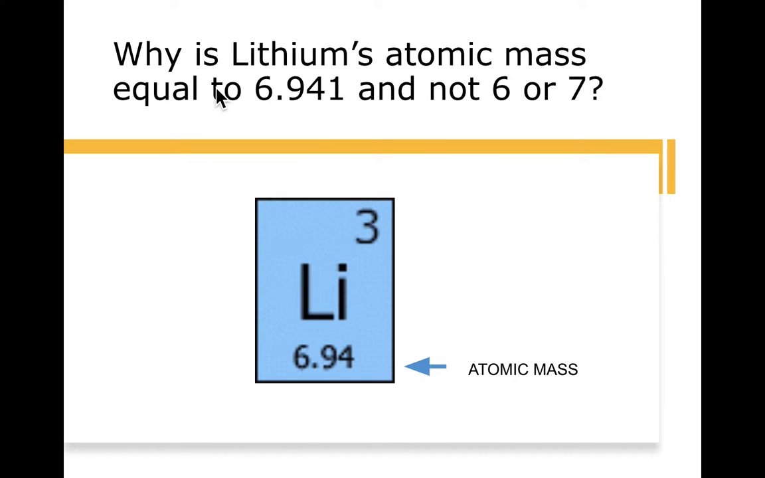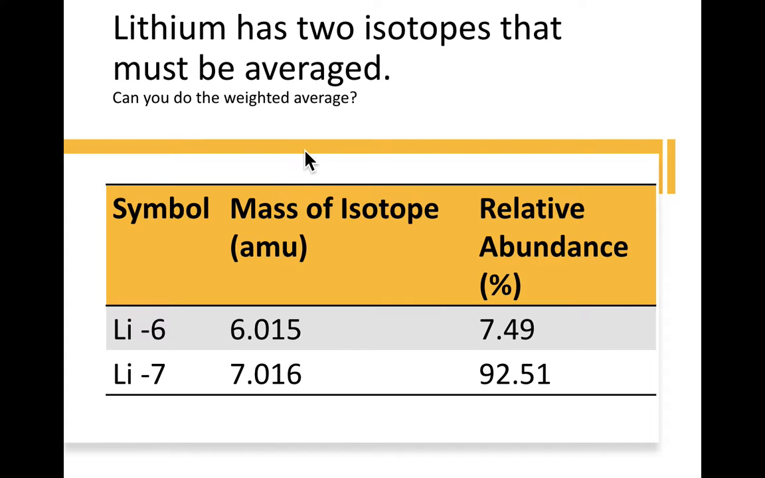So why is lithium's atomic mass 6.941? If you look on the periodic table under lithium, it has an atomic number of 3, meaning 3 protons, but its atomic mass is 6.94. It's not exactly 6, it's not exactly 7. Why is it listed as 6.94? Well, let's look at this data. Lithium has 2 isotopes that must be averaged, and they are not equally abundant. There's not an equal percentage of each. In other words, it's not 50% lithium-6 and 50% lithium-7.